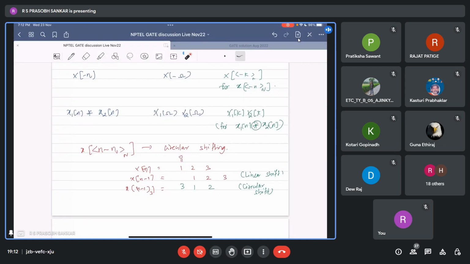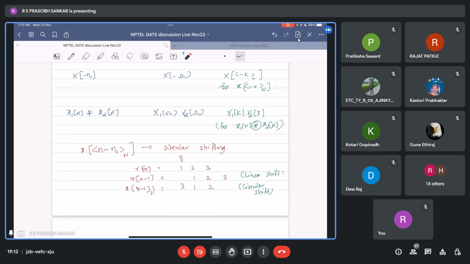Now, we can also define shifting in a different way. That is known as circular shifting. We denote the circular shifting like this: x of (n minus n naught) mod 3. This is of length 3, and I am shifting it by the value n naught. This is the way in which we represent circular shifting. And what happens in circular shifting? It is just like normal shifting. Only thing is that whichever number is going outside the actual range will come back in a circular fashion.